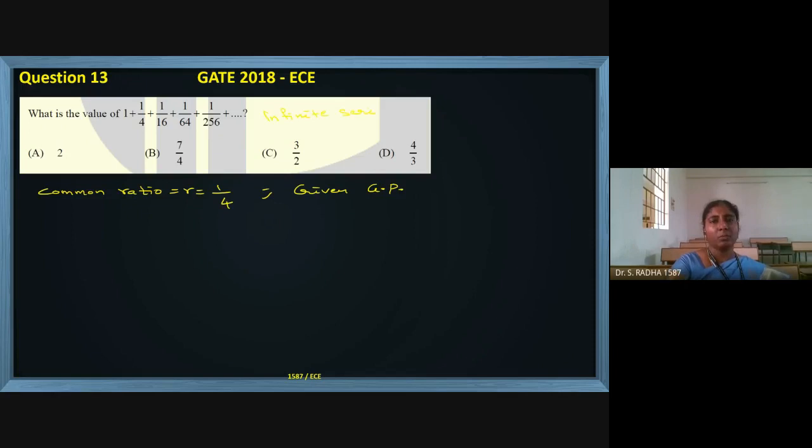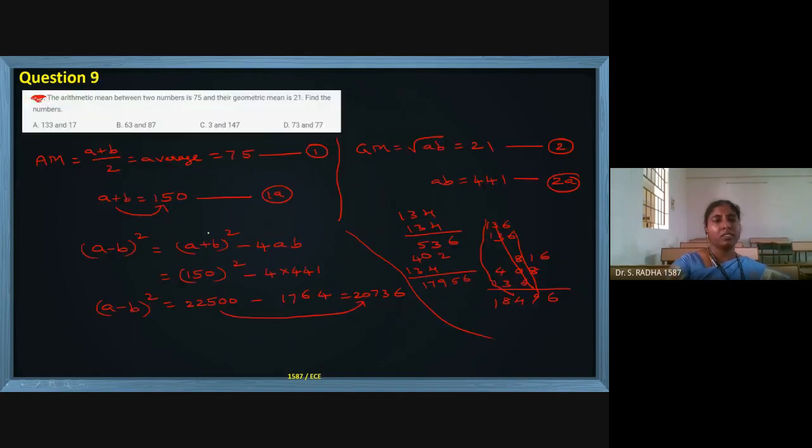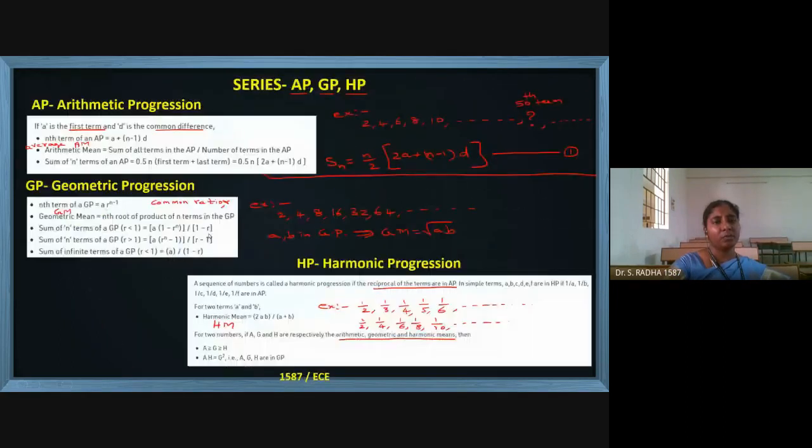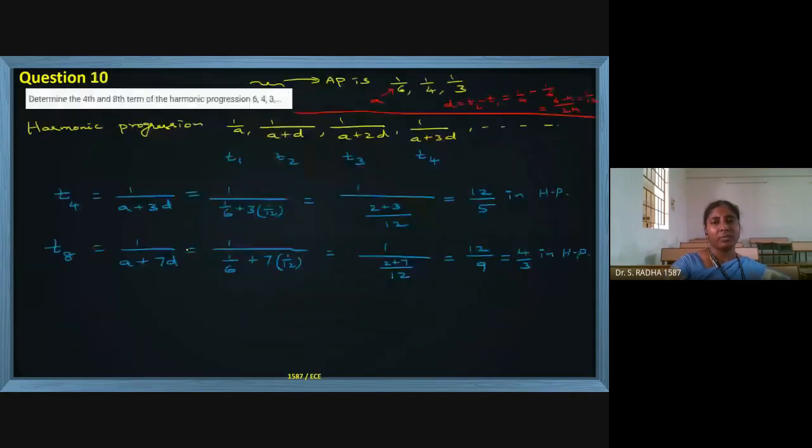So sum of infinite series, addition. Plus plus plus means this is addition. What is the answer? So for a geometric progression, sum of infinite terms, we have a formula a by 1 minus r. All these are given in the first slide itself. In the formulas, you can see sum of infinite terms, the last formula in GP, a by 1 minus r. Sum of terms in an infinite geometric progression.